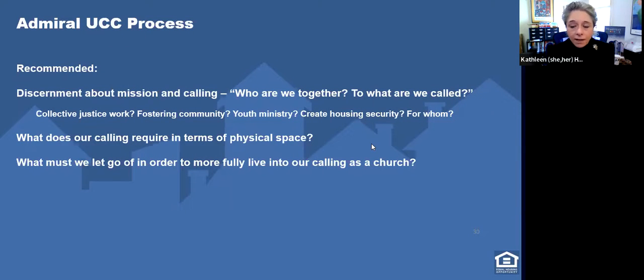Lots of congregations come at this idea of developing affordable housing from a place of desperation about their physical plant and money. And they think, oh, if we could just get rid of this older building and maybe get some money for our land, we can find a different place for ourselves as a church. But the question that should be before you is, to what are we called as a congregation?